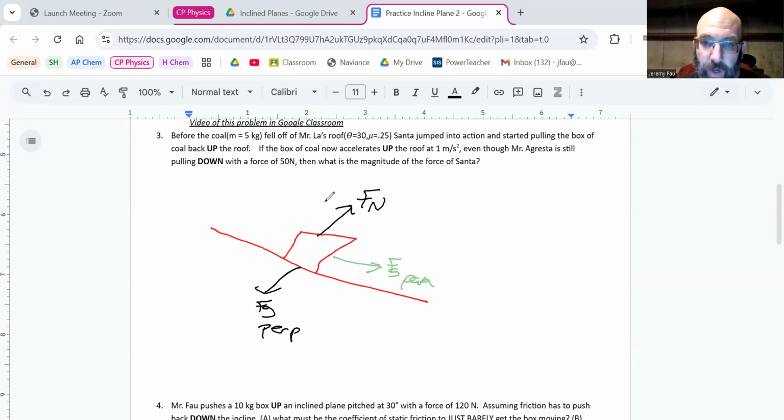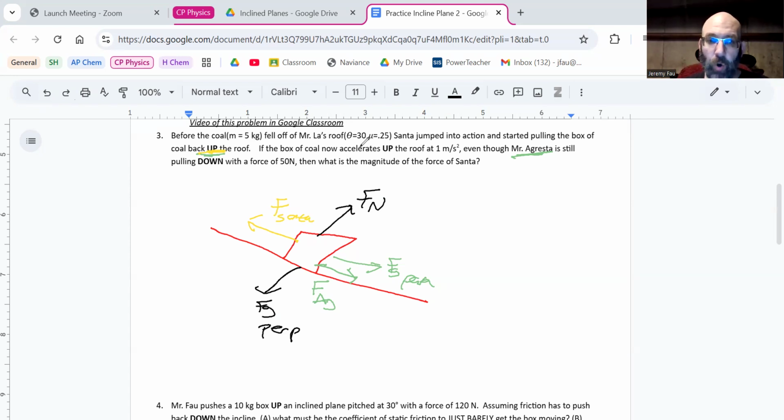So here's what we know. Mr. Agresta is pulling down, so we're gonna have this force, and we're gonna call this force AG for Agresta. And Santa is pulling the coal back up the roof, so we're gonna call this the force of Santa.